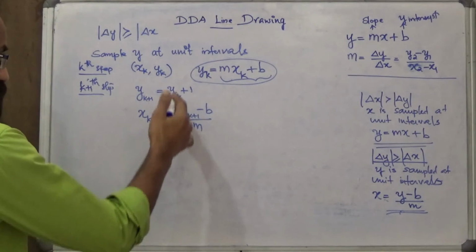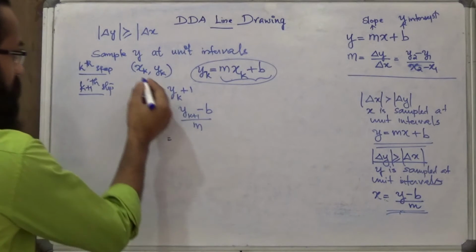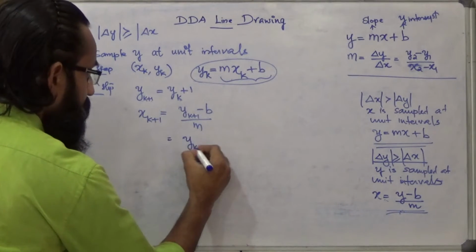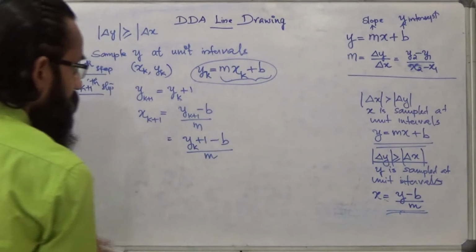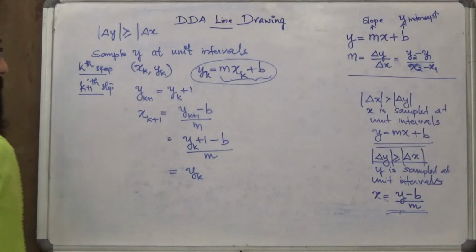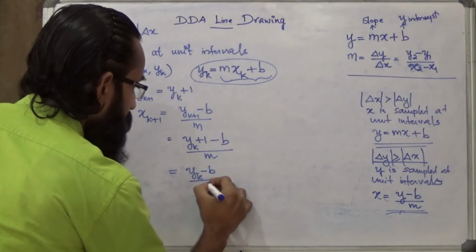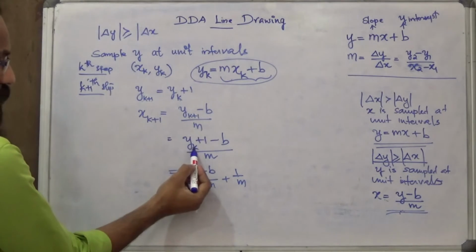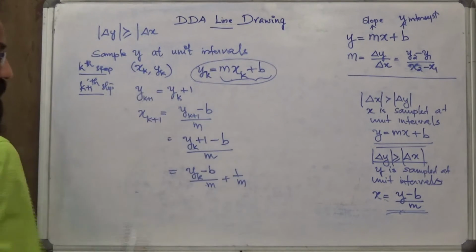So in this case, what is yk plus 1? Yk plus 1 is yk plus 1. So xk plus 1 equals yk plus 1 minus b by m. So I can rewrite this as yk minus b by m plus 1 by m. I am grouping yk and b. So yk minus b by m plus 1 by m.